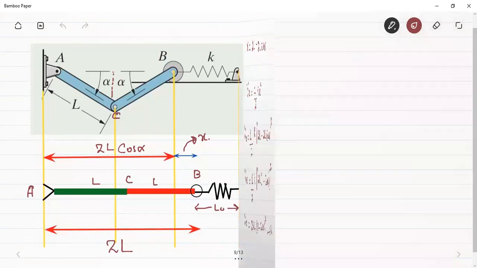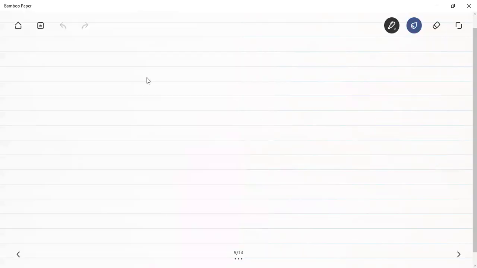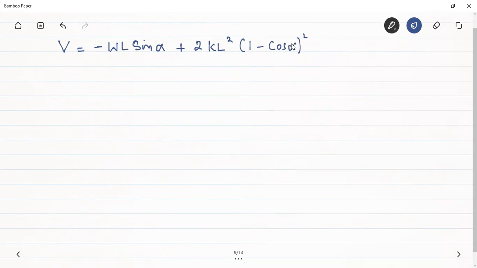Now we can write the potential energy function, because we have calculated both the gravitational potential energy and the elastic potential energy. The gravitational potential energy term was WL sine alpha minus WL sine alpha. And the elastic potential energy term is equal to 2KL square into (1 minus cos alpha) whole square. Okay. So the mechanics portion is complete, because with respect to the concepts, we have to bring this potential energy as a function of a single independent variable. Hence, we have got the relationship between potential energy and alpha. So we have developed the potential energy function.